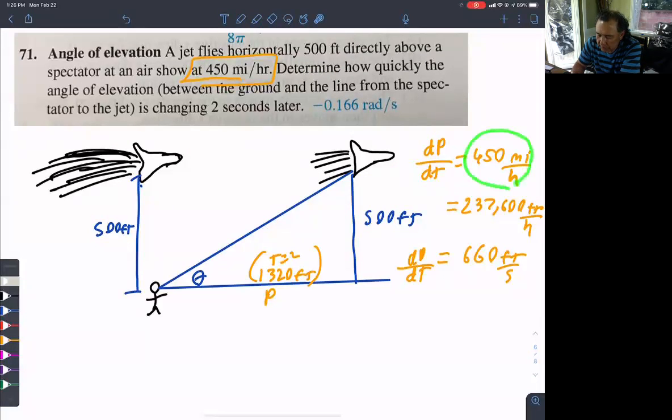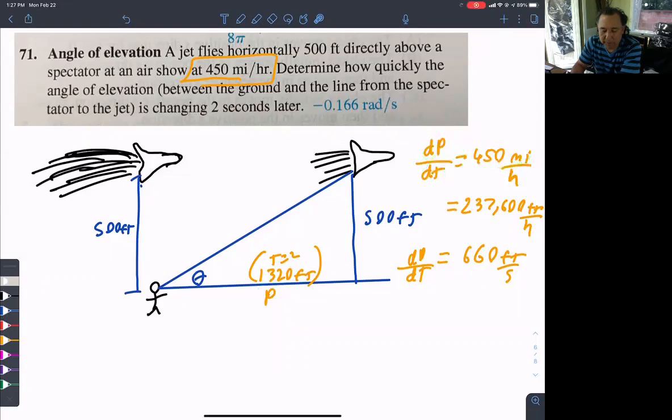So the 450 miles per hour, you have to ask yourself, what's changing? Something's changing as time changes. And so you have to decide. I called it P for plane, and P was the distance the plane traveled from the spectator to where it is. You could call it X. You could call it W for wings, whatever you want. Something needs to be changing. So I chose to call it P. P is changing as time changes, 450 miles per hour.